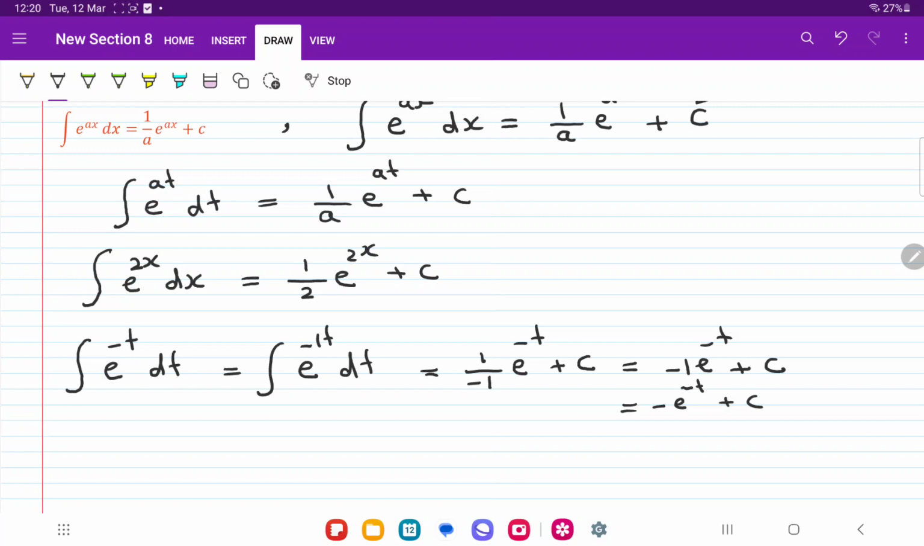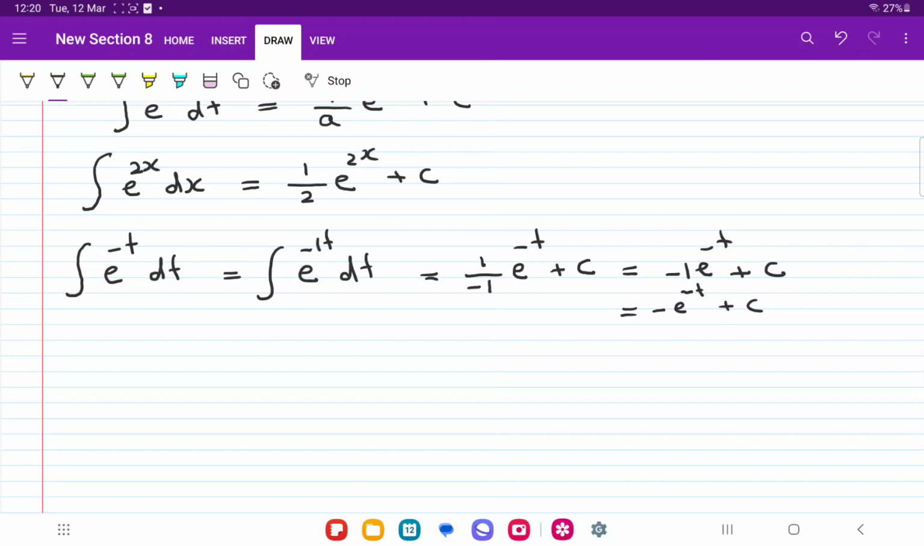Okay, let's move to the next example. Integration of e to the power negative 0.5 x dx. The value of a is negative 0.5, so it's going to be 1 over minus 0.5 e to the power negative 0.5 x plus c.